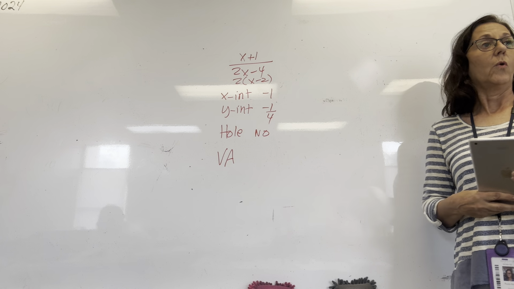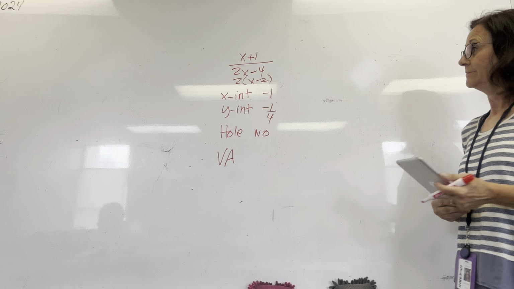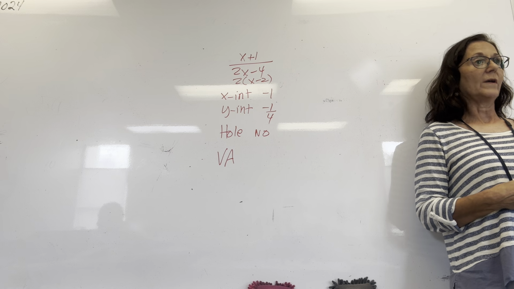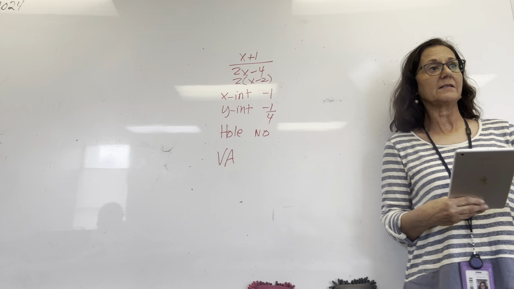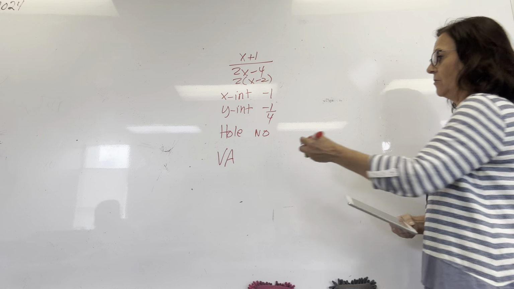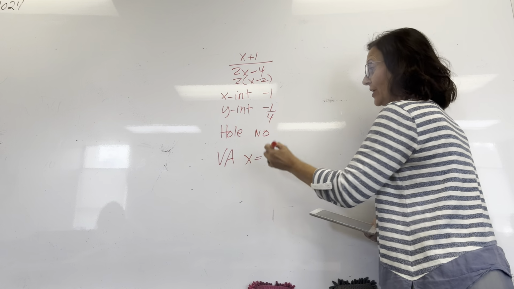Do I have a vertical asymptote? Yes. What's the definition? When do I have a vertical asymptote? When the denominator is 0, but not the numerator. So, vertical asymptote at x equals 2.